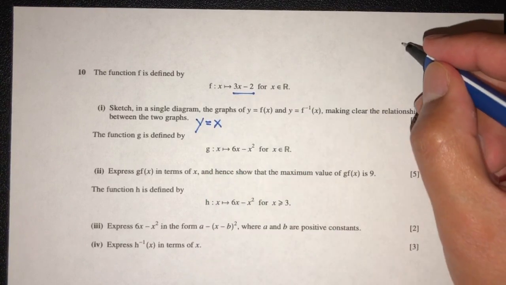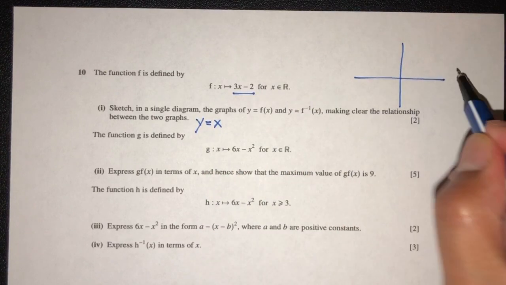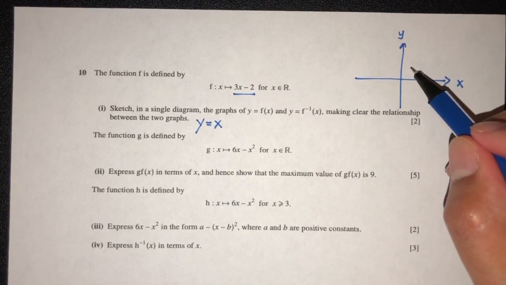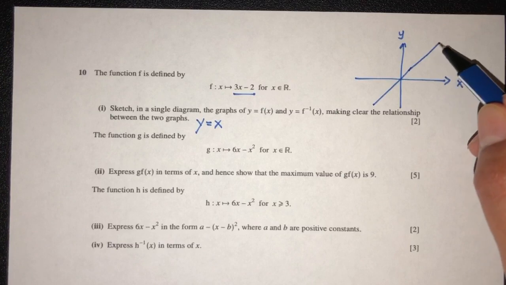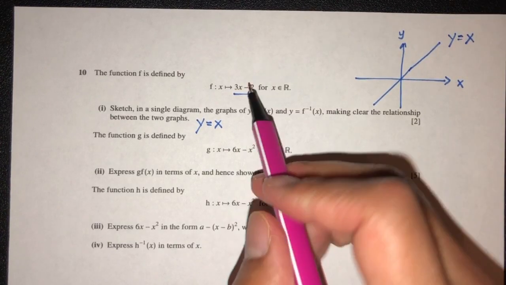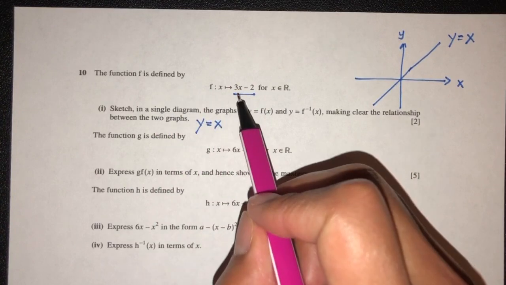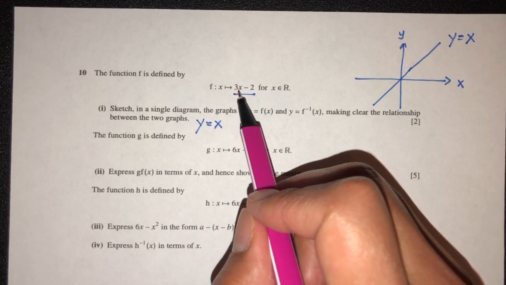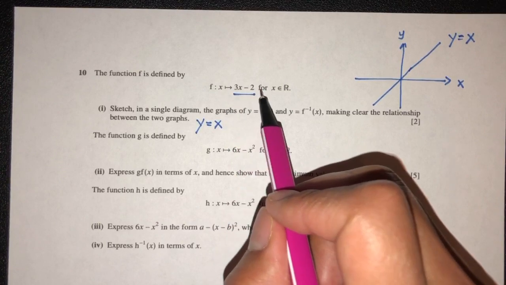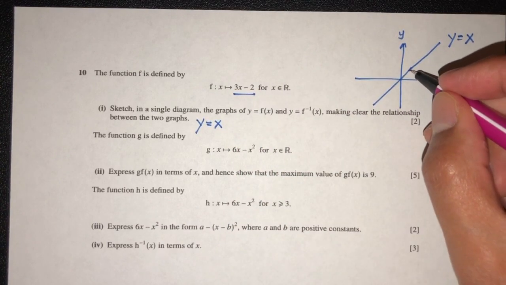So we'll have something like this, x and y values. We have to draw this line, y equal to x. And then we know this is obviously a straight line. So when x equals 1, the value of y will be 3 minus 2, which is 1. So (1, 1) should be on the line.